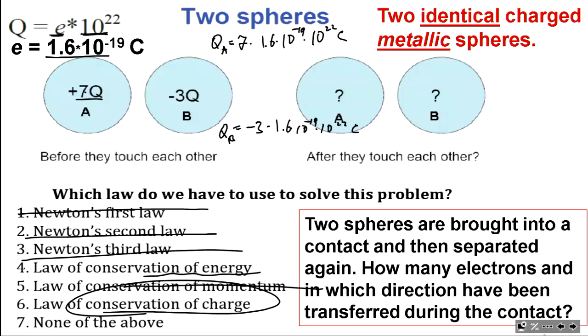So this is the text of this problem. 2 identical charged metallic spheres touched each other. We have to find something important which we didn't use yet. Please tell me. Yes.